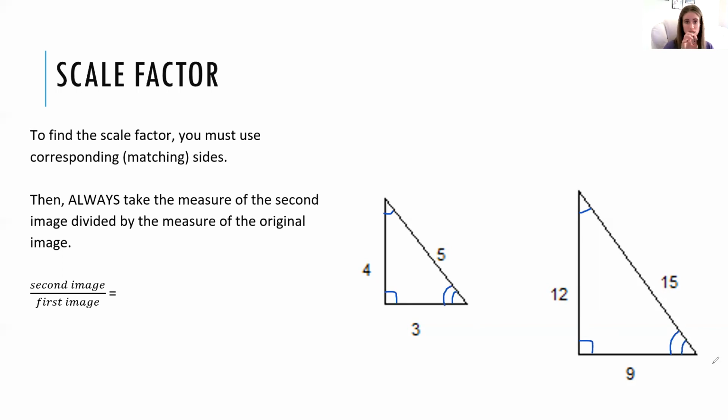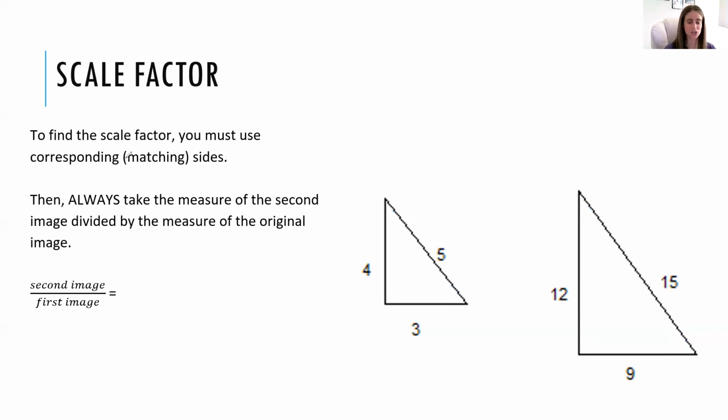The scale factor doesn't affect that because it's either increasing or decreasing by the same amount. Those angles hold their amount. Okay, now that I've proved that, just for my sake, let's get into scale factor.